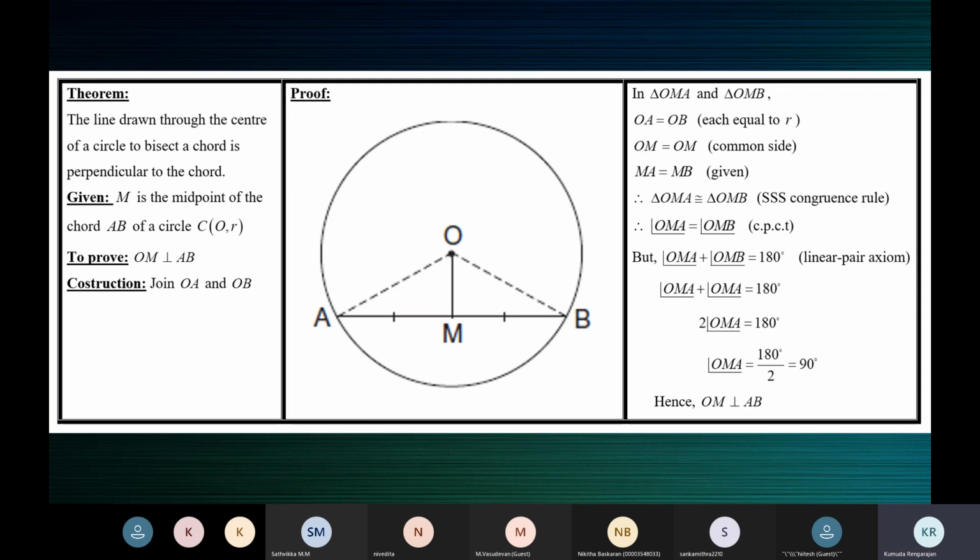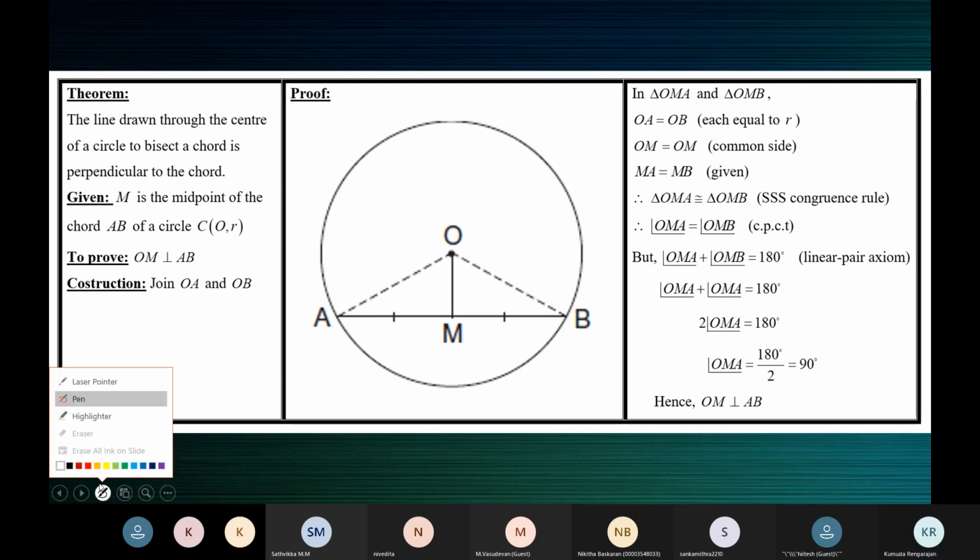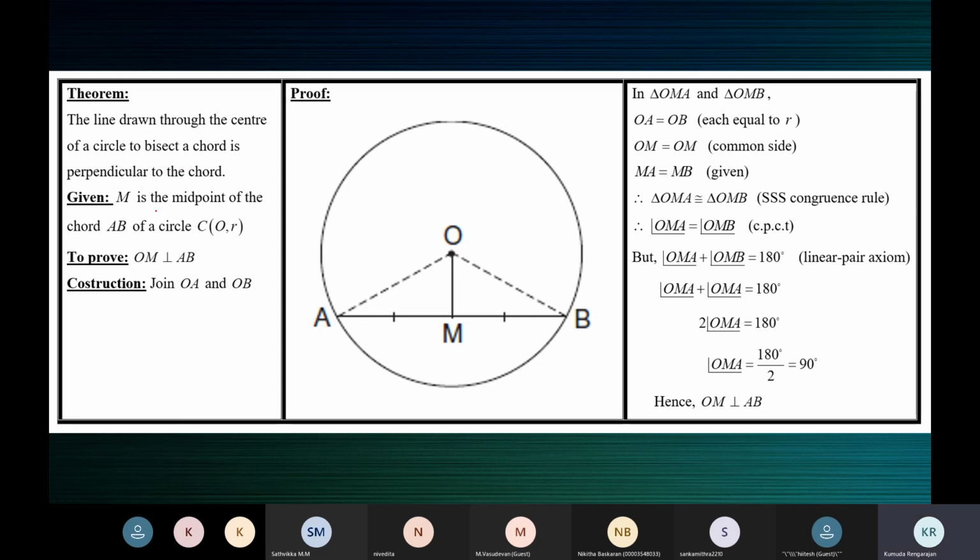So this is what we discussed. We are given that M is the midpoint of the chord AB. This is the converse. We'll have to prove that OM is perpendicular to AB. Join OA, join OB.